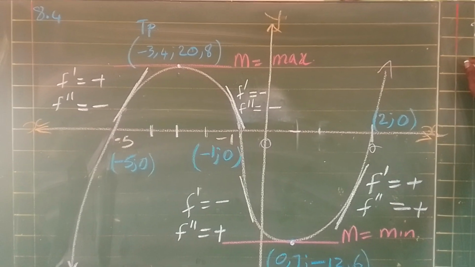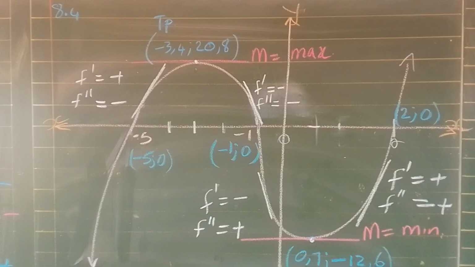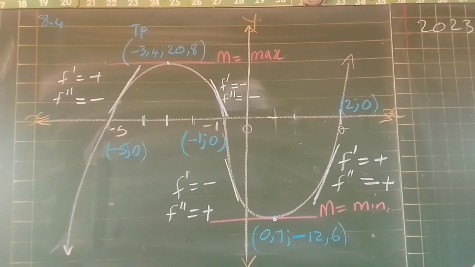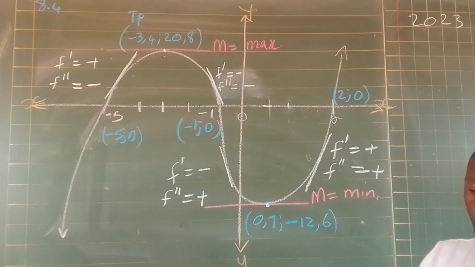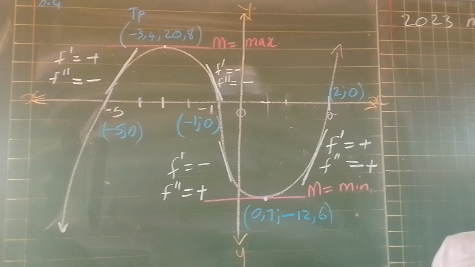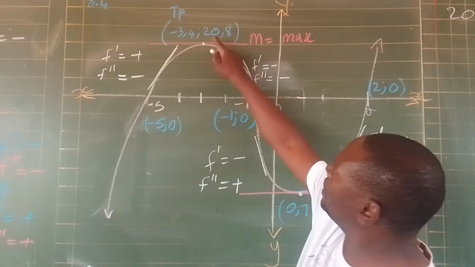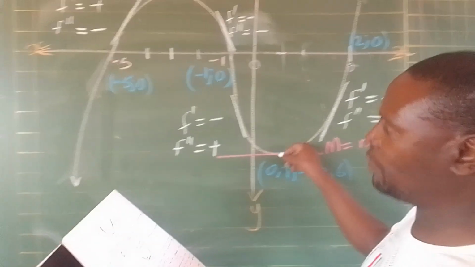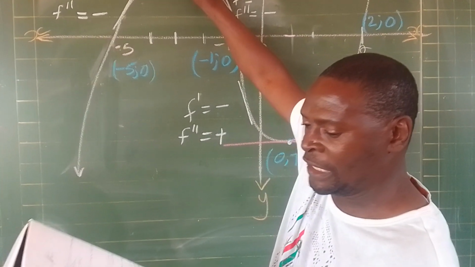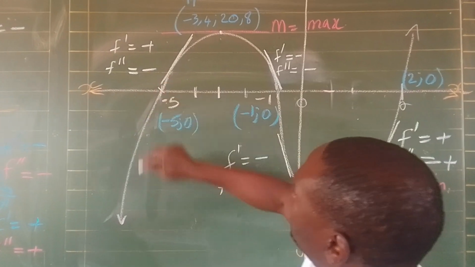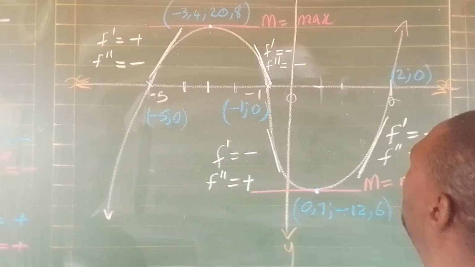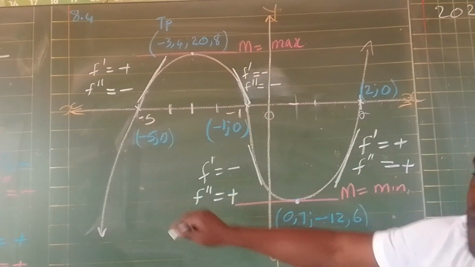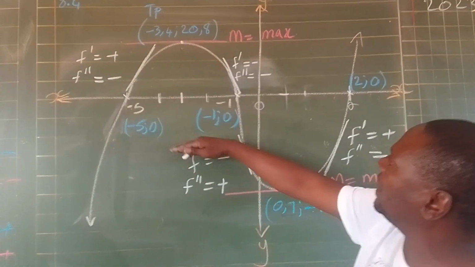Now 8.4 wants us to say, hence factorize f of x completely. And then it was given that the coordinates of the turning points are approximately 0.7, 2 minus 12. This is the first turning point. This is the second turning point. And then these are our zeros, at minus 5, at minus 1 and at 2. They wanted us to draw this graph and label it. This is how you draw the graph.